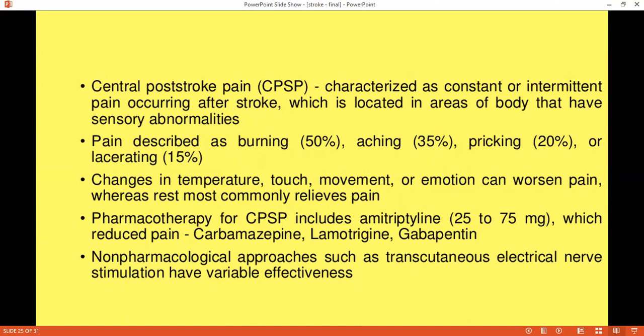Pharmacotherapy includes amitriptyline, which reduces pain. A non-pharmacological approach is TENS, transcutaneous electrical nerve stimulation: application of a pulsed rectangular wave via surface electrodes through the patient's skin. It will help to reduce the pain and improve the quality of life.